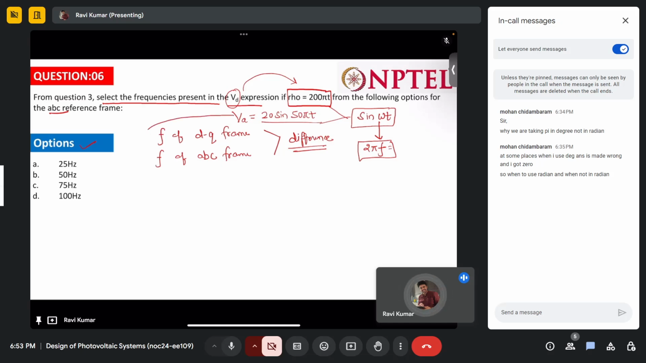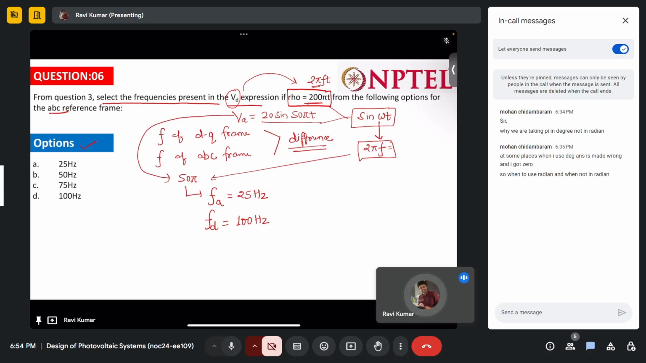So from this VA, 50 pi, comparing with this 2 pi f, we get the frequency of A equal to 25 Hertz. Similarly, for the VD expression, it is 200 pi t, so the frequency of D we get is 100, because it is 2 pi f t. So it is 100 Hertz.